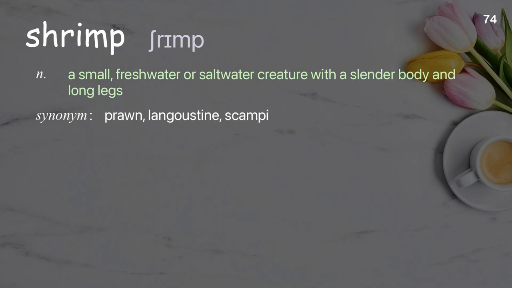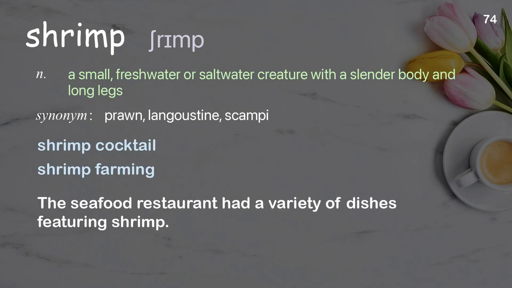Shrimp. A small, freshwater or saltwater creature with a slender body and long legs. Examples: Shrimp cocktail. Shrimp farming. The seafood restaurant had a variety of dishes featuring shrimp.